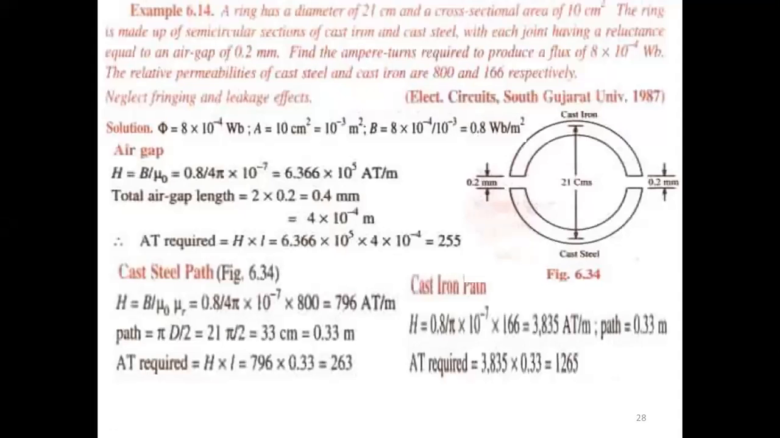For the iron part, you can use the same formula as for all three materials. The length is the same for this iron also, so the path is 0.33 m. Directly we can write it down. Calculate H here, because B is the same, mu naught is the same, but the mu R value he has given separately here. This is the mu R value for the iron part.